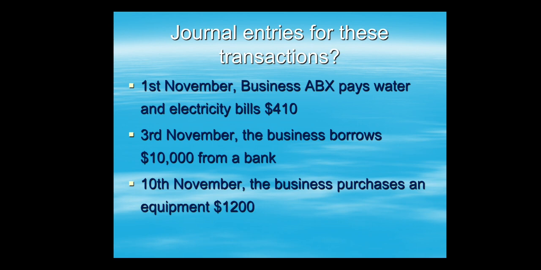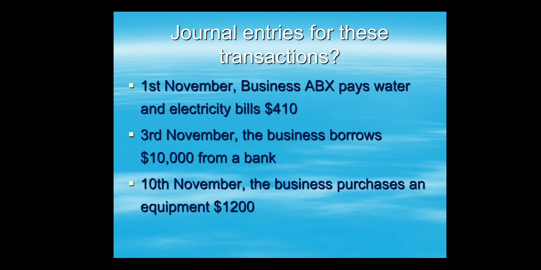So for this transaction, there are two effects on asset only. Asset cash decrease $1,200. At the same time, asset equipment increases $1,200. So how to do the general journal entry record for this?